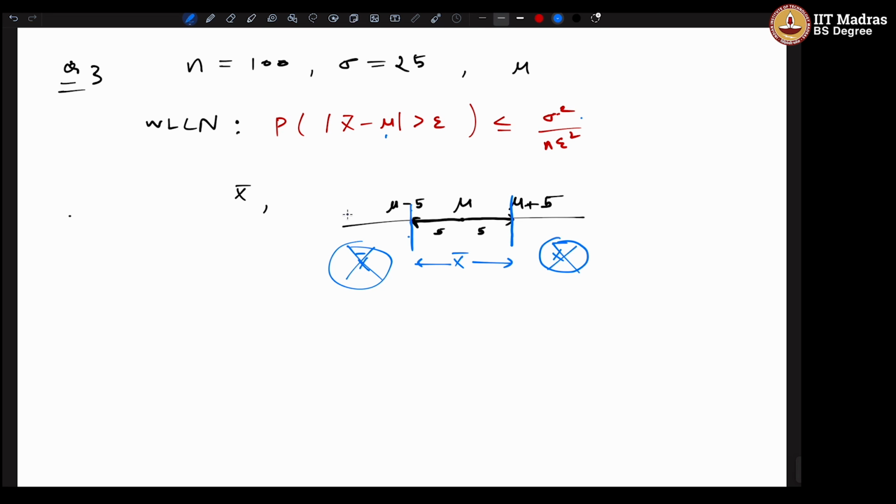To find this, again we have to use the weak law of large numbers, because the question asks us to use it. So what is the interval for my x bar, which is the sample mean? It is less than or equal to mu plus 5 and greater than or equal to mu minus 5, right? We have seen how to convert this into the weak law of large numbers expression. We will write that expression again to make things simpler.